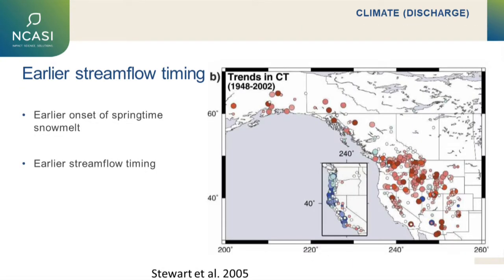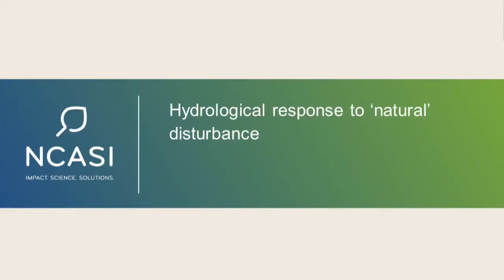In addition to having declines over time, an earlier analysis also demonstrated that there's earlier streamflow timing. As we previously discussed, there's earlier onset of springtime snowmelt, but also observations of earlier streamflow timing. So those are how climate is currently affecting many of those components of the water budget.